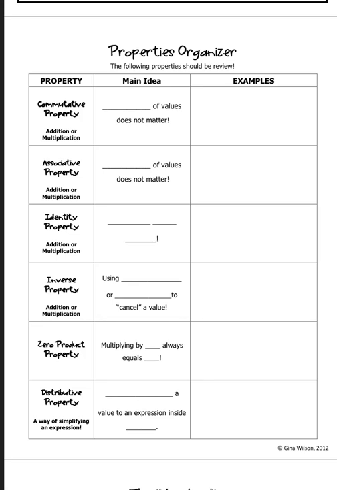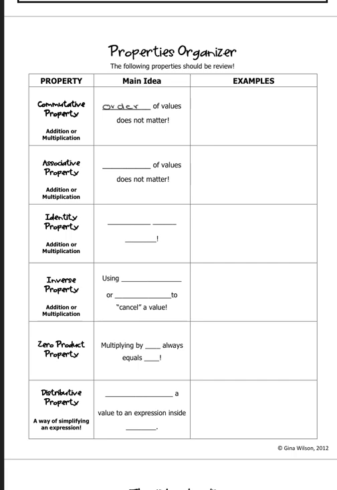For today's lesson, we're going to talk about the properties of real numbers. Some of these properties will be a review to you. Some of them will be a bit new, but all the properties apply when we are solving equations. The first property we're going to discuss is the commutative property. This property only applies to addition and multiplication. The main idea is that order does not matter.